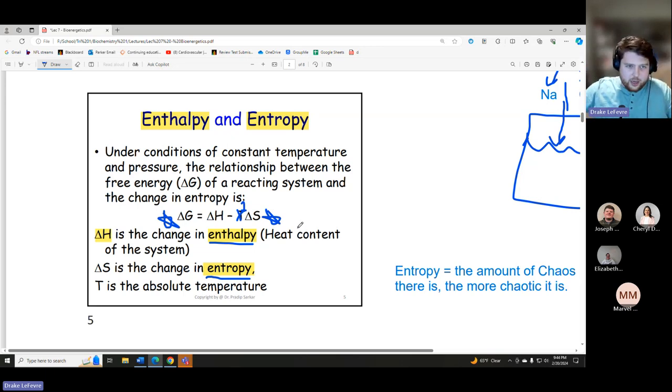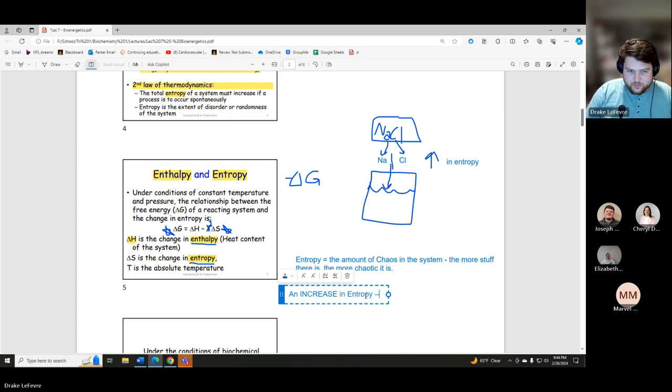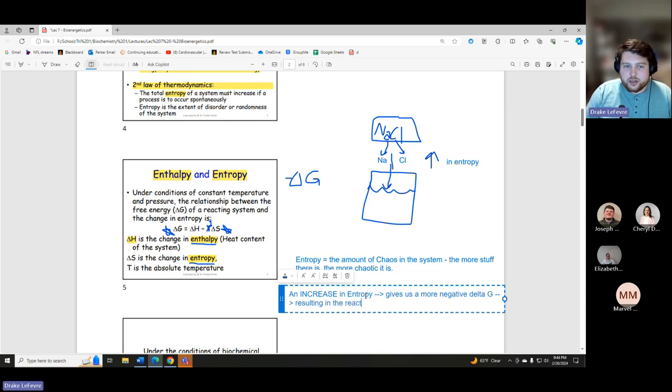And if we reach back into our brains and talk about a negative delta G, what does that mean as far as spontaneity of that reaction occurring? It increases the possibility of it. If we have a negative delta G, it's more likely to be a spontaneous reaction. So the connection we can draw here is that an increase in entropy gives us a more negative delta G, resulting in the reaction being more likely to be spontaneous.